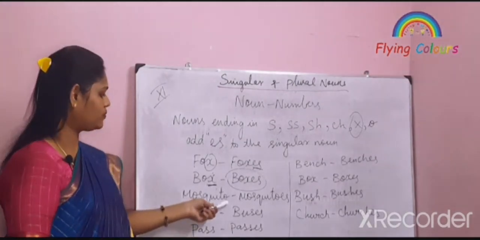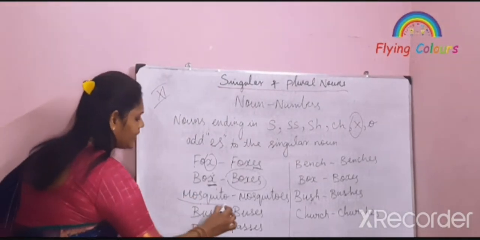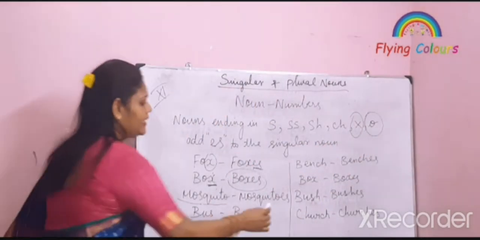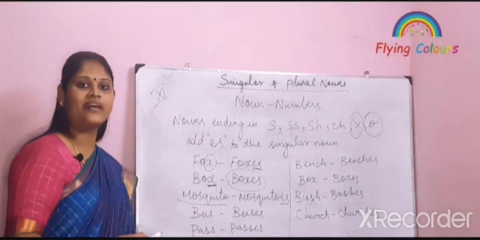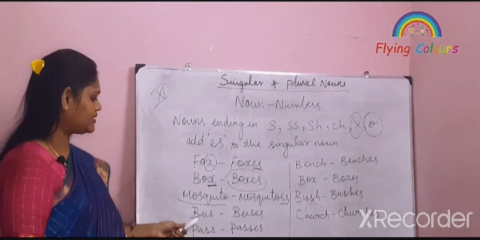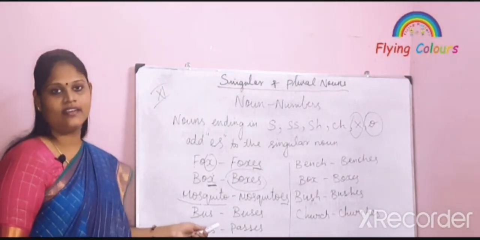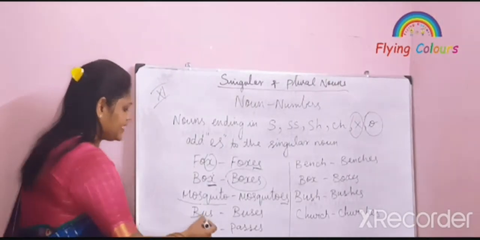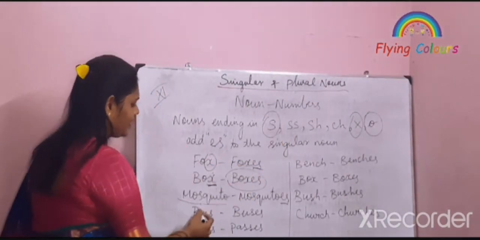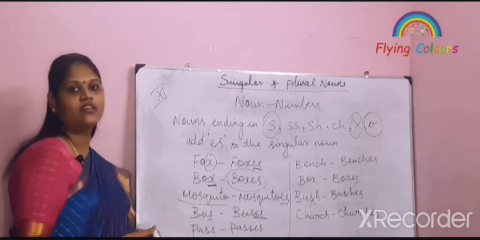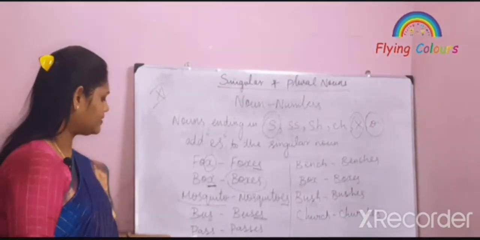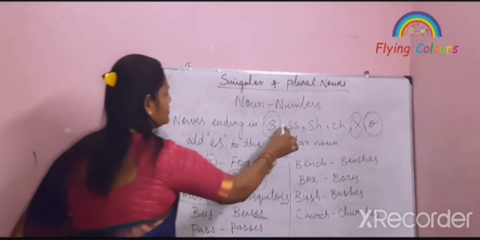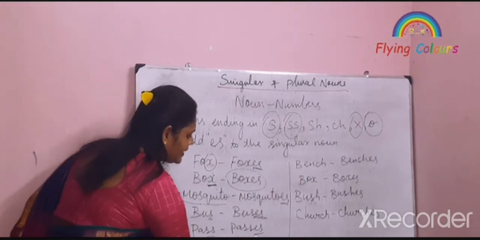Again, mosquito. The singular noun ends in the letter O. So I am adding ES to it to make it plural, mosquitoes. Then bus. This singular noun is ending in what? Yes. So I am adding ES to it, buses. Again, the singular noun pass ends in SS. So I am adding ES to it, passes.